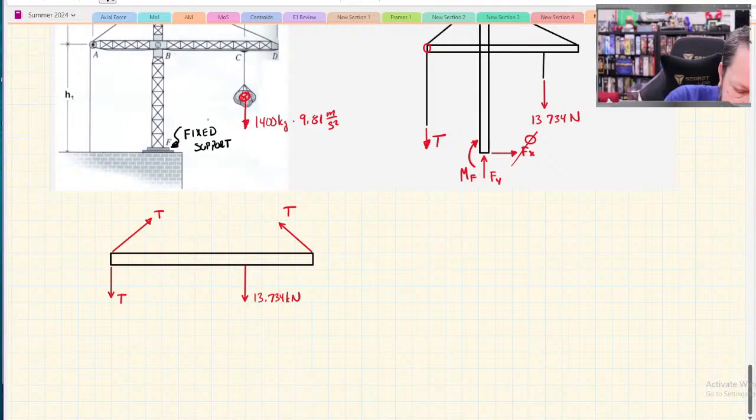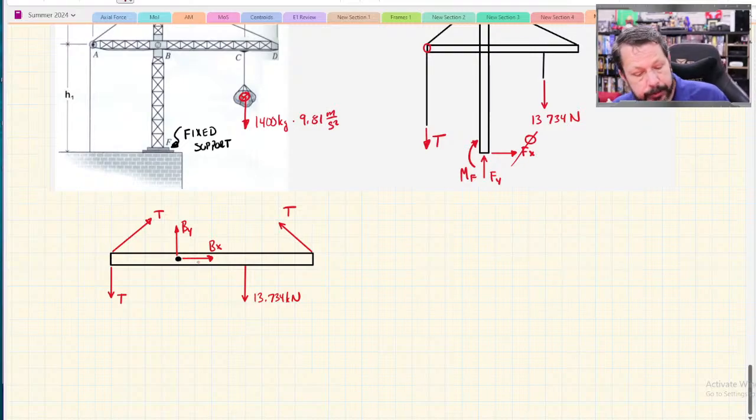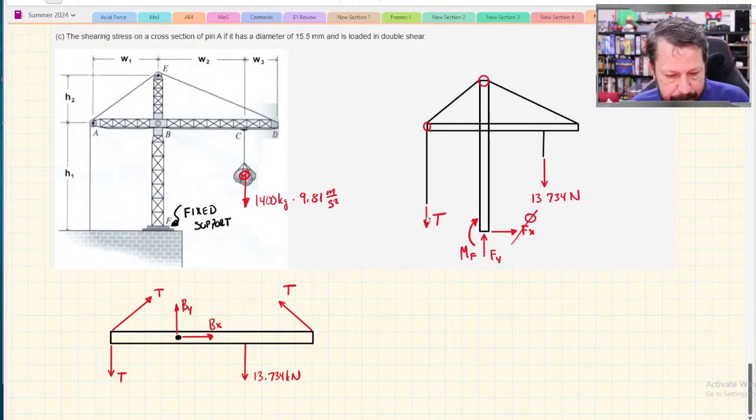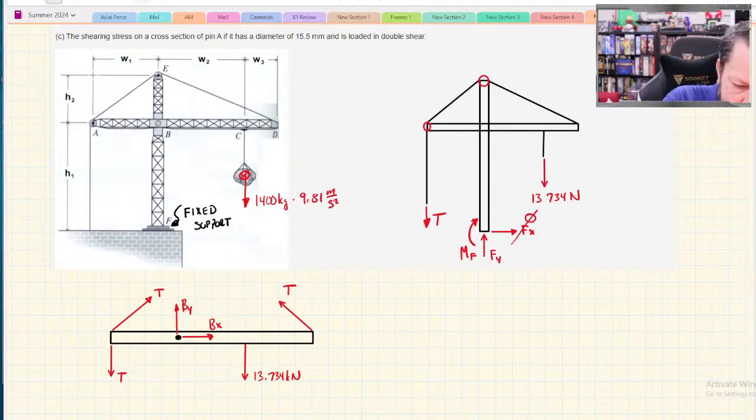B, just being a regular pin, it's going to have Bx and By. I don't know which way they should be going, so I just drew them in the positive X and Y directions.